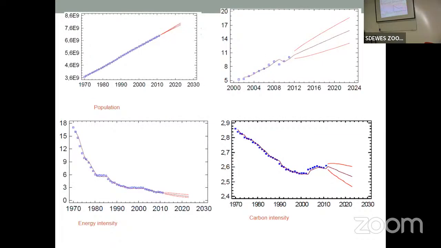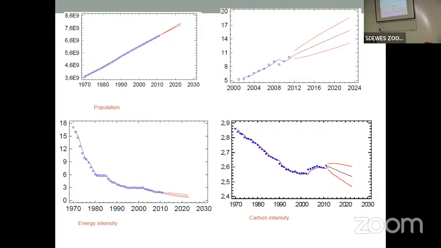One of the things I am going to propose is just to look for recent data for these variables. One part of the modeling process is just to look for data. They are not very difficult to find: population, GDP, energy intensity, CO2 intensity, and so on.